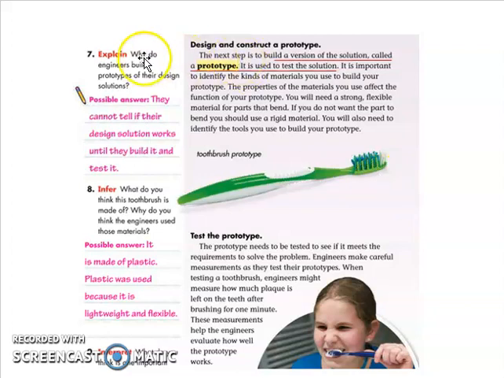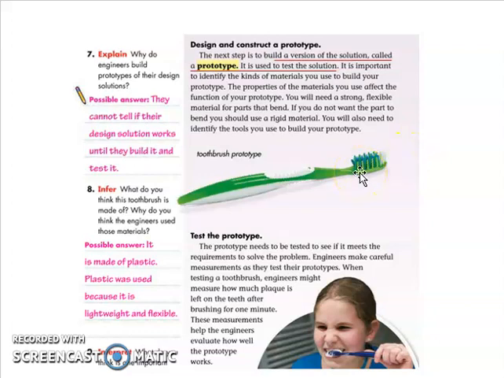Okay, so let's answer number 7. Why do engineers build a prototype of their design solution? Possible answer is they cannot tell if their design solution works until they build it and test it. So the prototype is the first sample product they make, and then they will test it in a certain procedure, and then they will tell if this is successful or not.